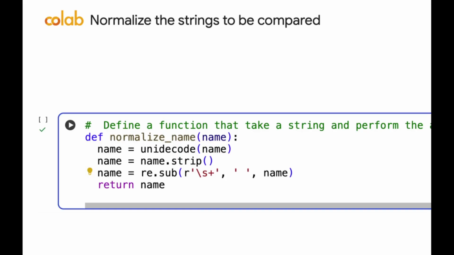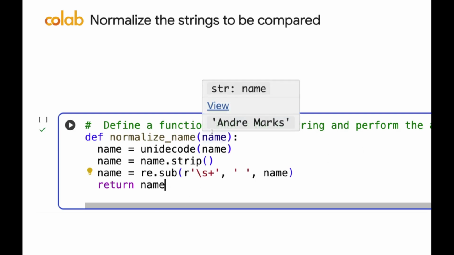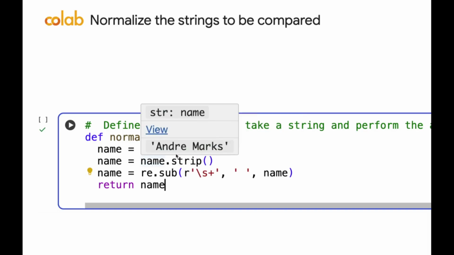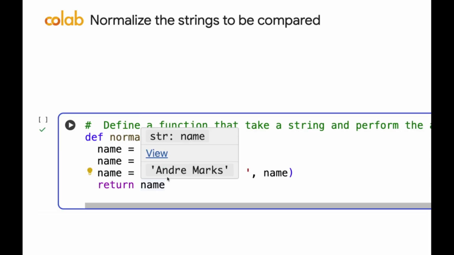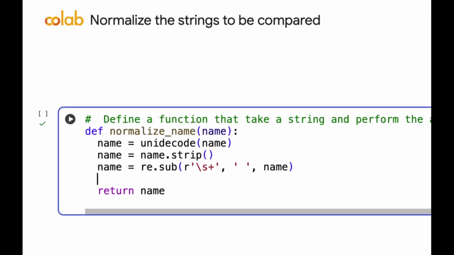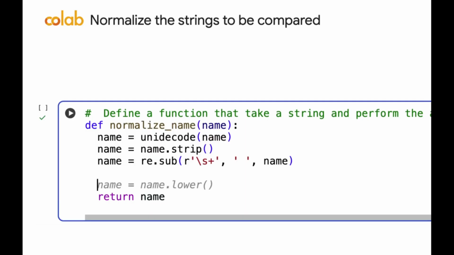We're defining a function that takes a name or any word or any textual input, removes the accent, strips the extra spaces, uses regular expressions to remove the internal white spaces, and then returns the name after this bunch of operations. I'm going to do one thing, right? Instead of directly returning the name, let's do name equal to name.lower, converting the name after normalization to all lower cases, right? And then I return the name. So let's define this function.